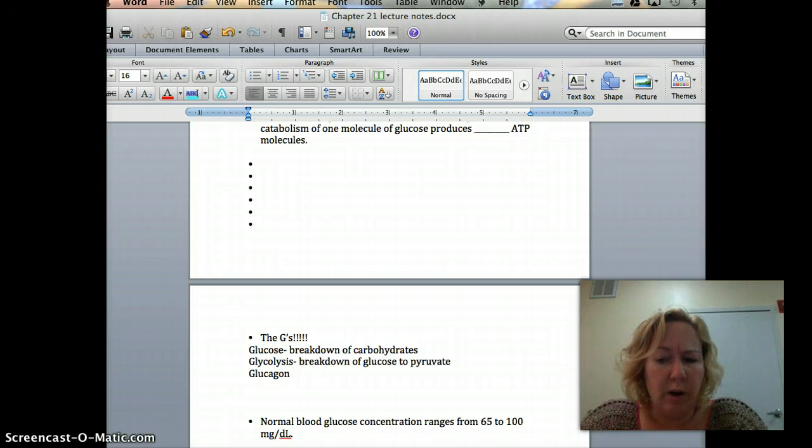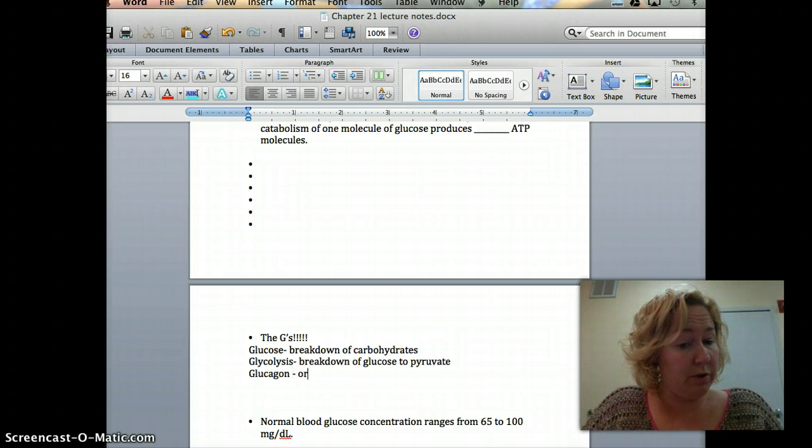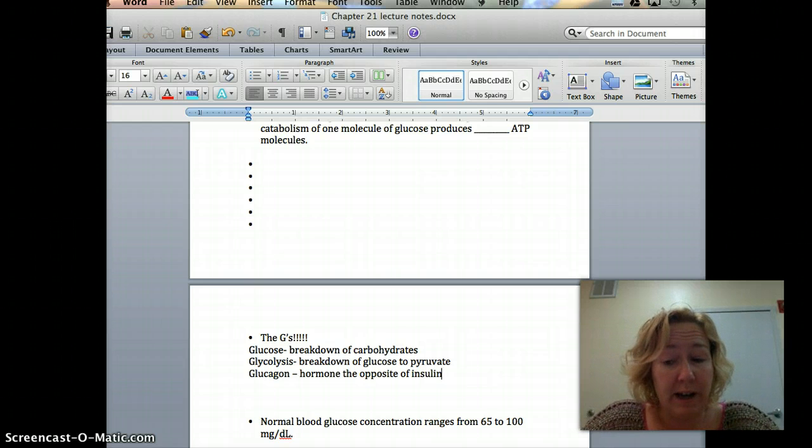Sweet. Okay, now you're sitting in my class at 1:50. That glucose is gone, folks. It is gone. So what happens? Glucagon happens. Glucagon is what happens. So glucagon is actually a hormone. Let's call it the hormone opposite of insulin. Yeah, that makes sense.